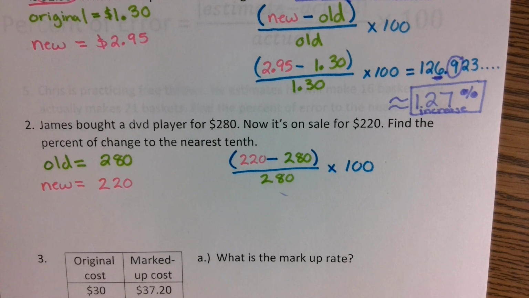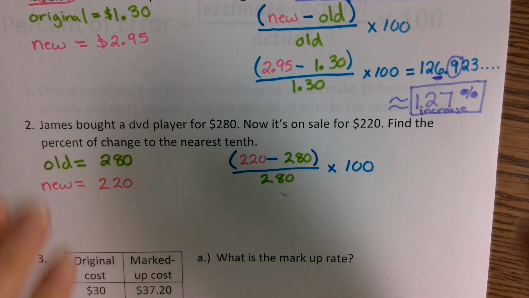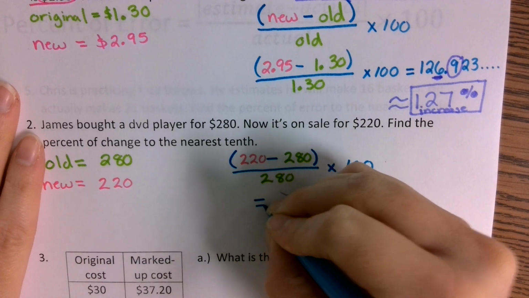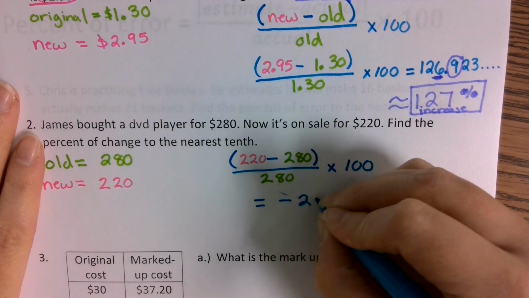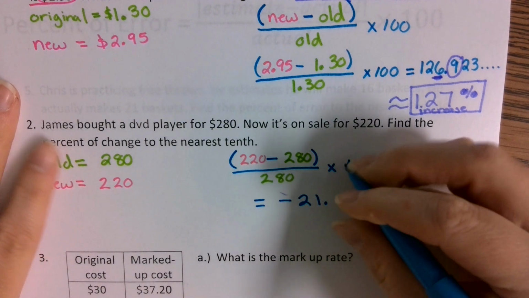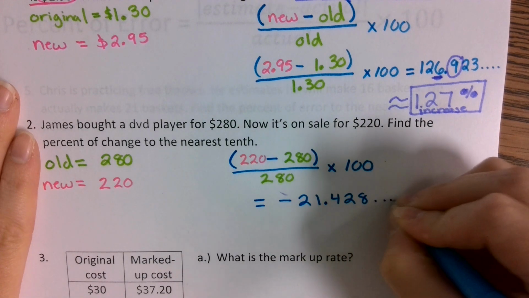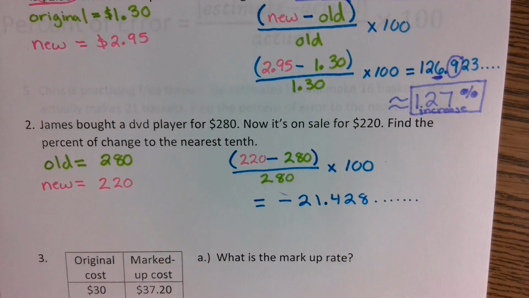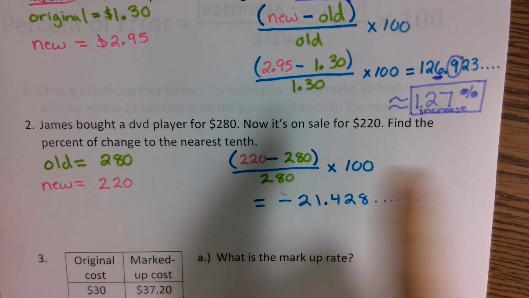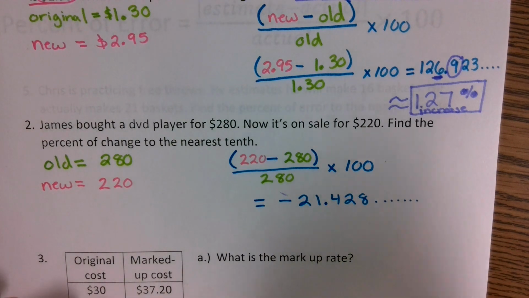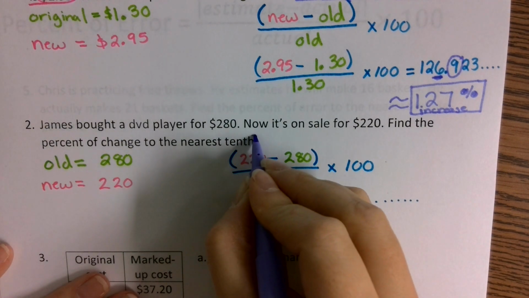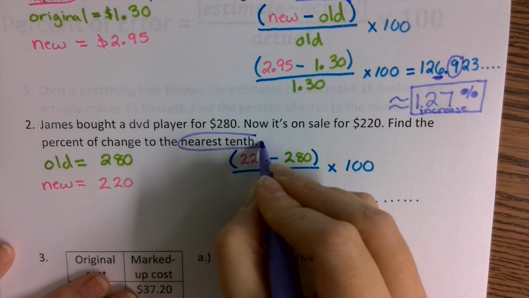Negative 21 point, and it just is going to keep going, right? It's going to be a long drawn out answer. When we work this out, it's going to come out to a negative 21.428, and it just keeps going on and on and on. Now, in the question, what did it tell me to round to? To the nearest tenth. We got to round to the nearest tenth.